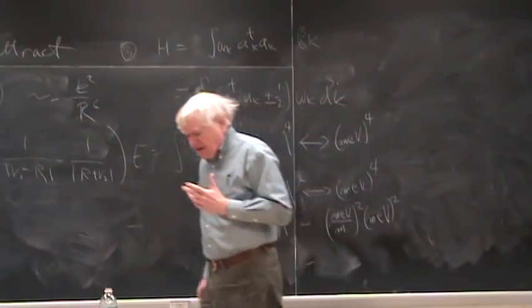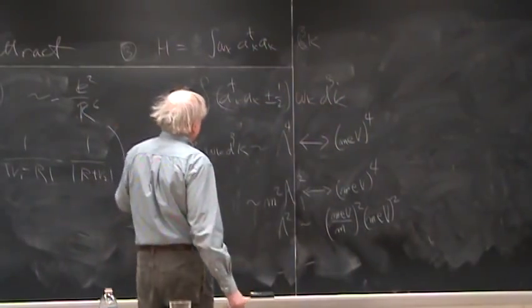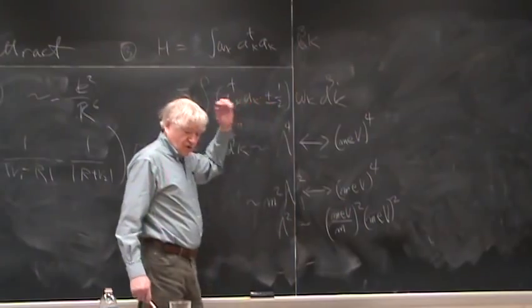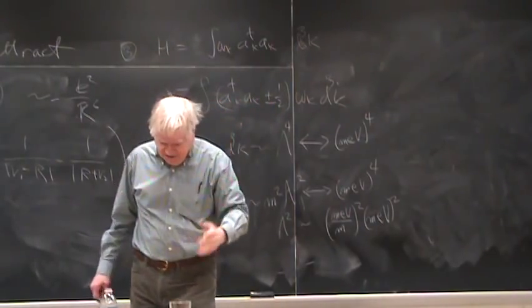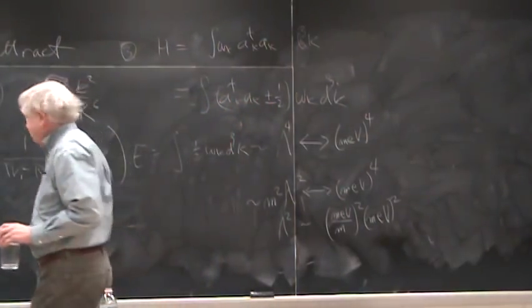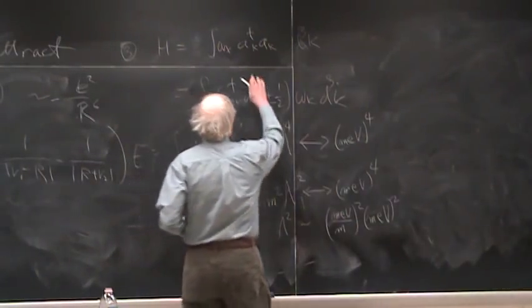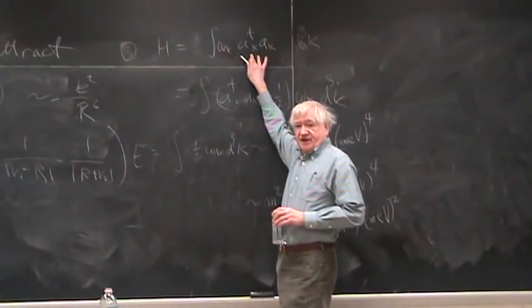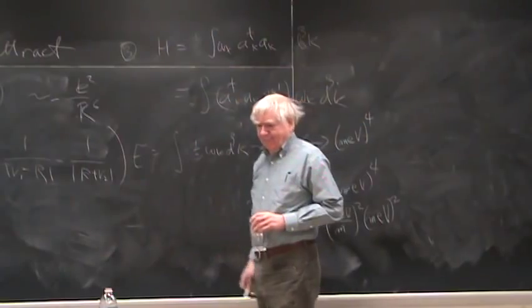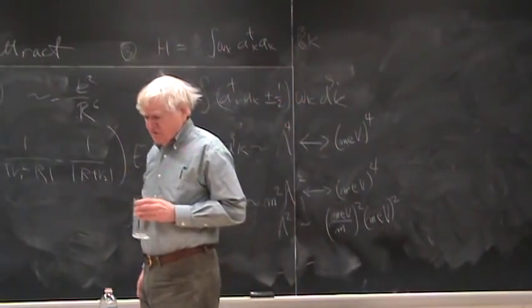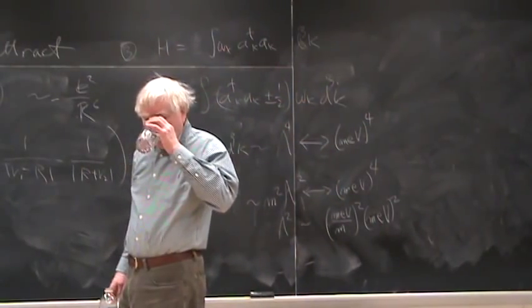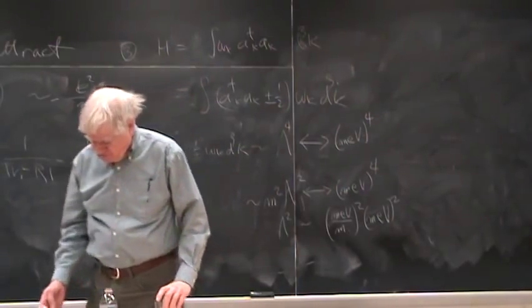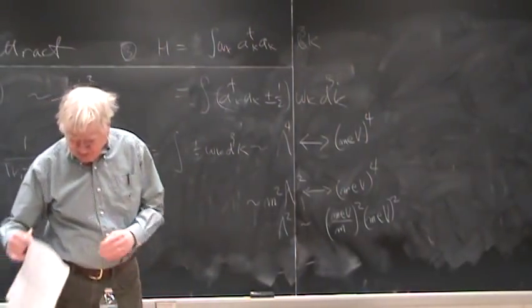Anyway, the only evidence, as far as I know, for keeping the one-half, rather than saying, well, we'll just normally order the thing and be done with it, comes from the Casimir effect. And I'm going to go through that computation today.